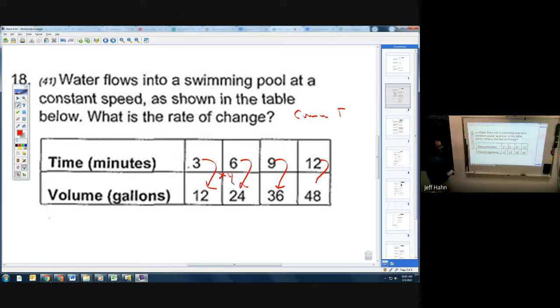That's what rate of change is. It's the difference between x over the difference of y. 24 minus 12 is 12, right? 6 minus 3 is? You divide 12 by 3, you get 4. Rate of change. Right, well, I'll give it to you guys. What's going to be our next one? Maddie Glenn, what's our next one?